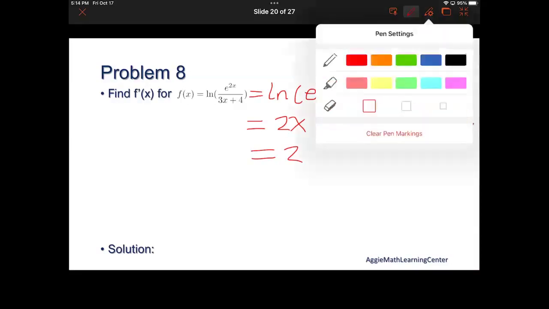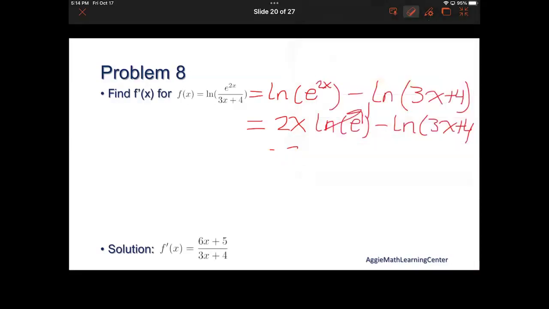So hang on, let me erase this. So our derivative here is going to be f prime of x is equal to 2 minus, and then we still have to do the chain rule. So inside derivative is 3 divided by the outside, so 3x plus 4. That's a lot nicer in my opinion to do.